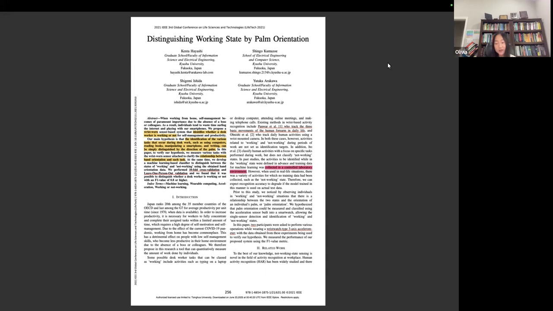And since there are only two participants for data collection, there's not enough of a range or variety of different methods for performing the activities.